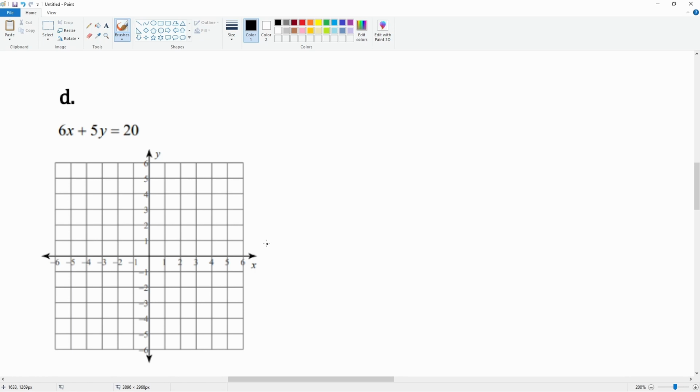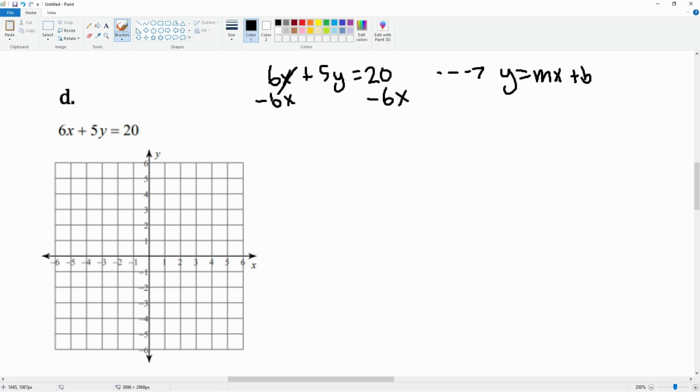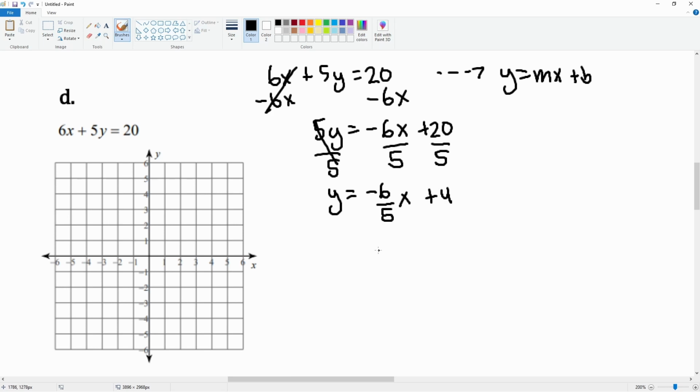All right. So let's see. 6x plus 5y is equal to 20. So let's put this in y equals mx plus b. Minus 6x, minus 6x. This cancels, leaving with 5y is equal to negative 6x plus 20. Divide by 5 to everything. This cancels, leaving you with y is equal to negative 6 over 5x plus 4. This is now the chart that we can make.